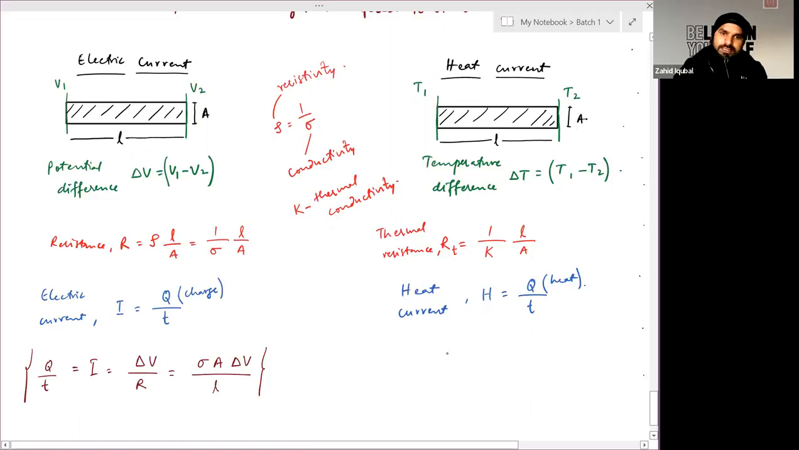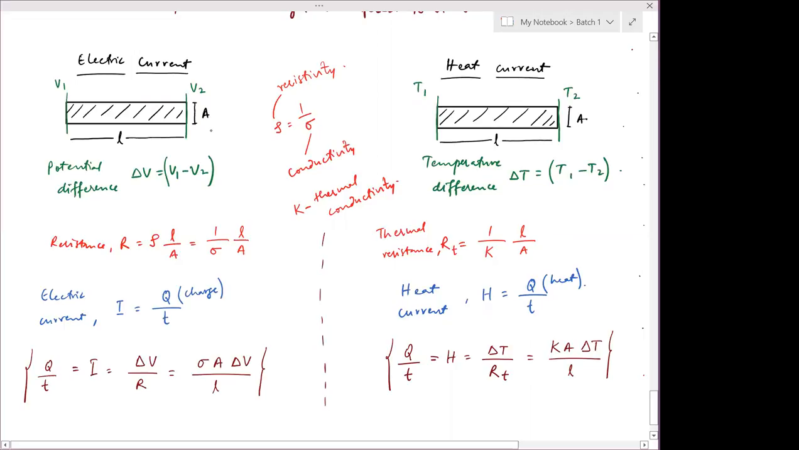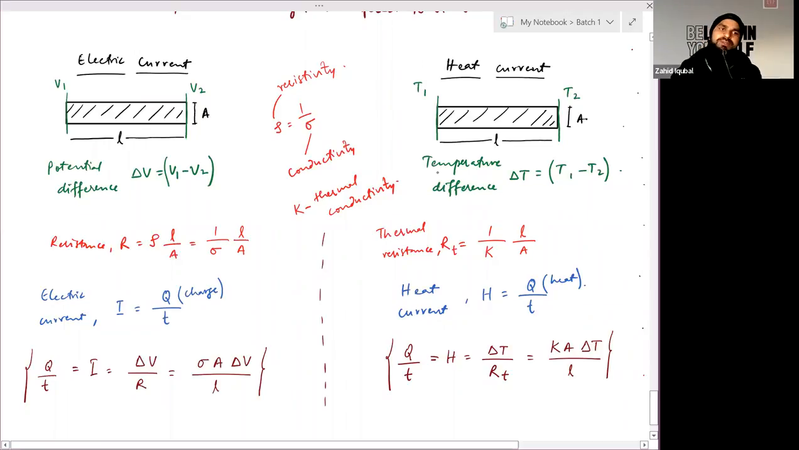Similarly, for heat, H equals temperature difference by resistance. H is the amount of flow of heat per unit time, and will be equal to K A delta T divided by L. Is it quite simple, these two things? Hamza, any doubt? No, sir. So if you remember this particular formula related to electricity, it will become easier for you. Okay? Just write it down.